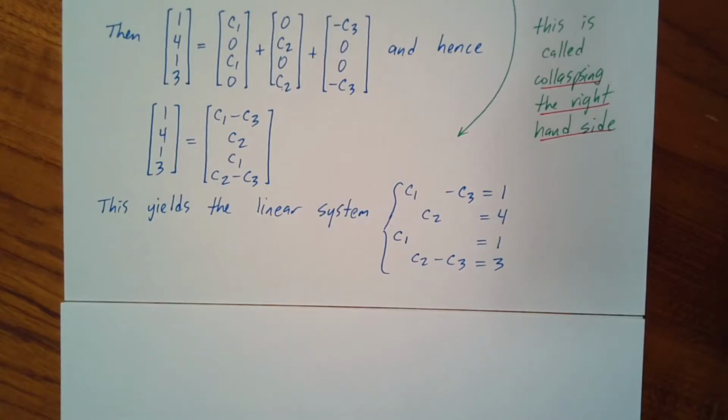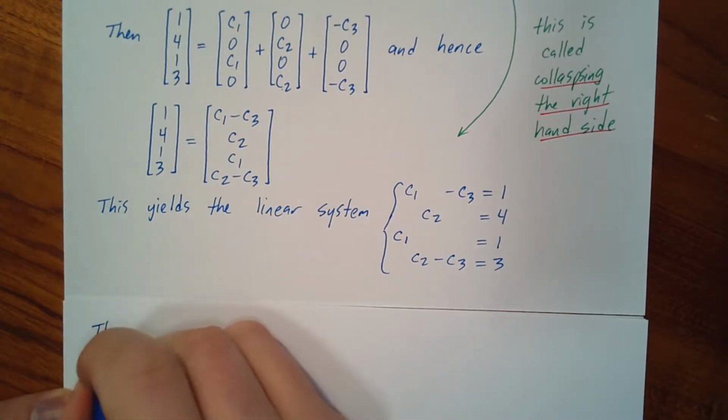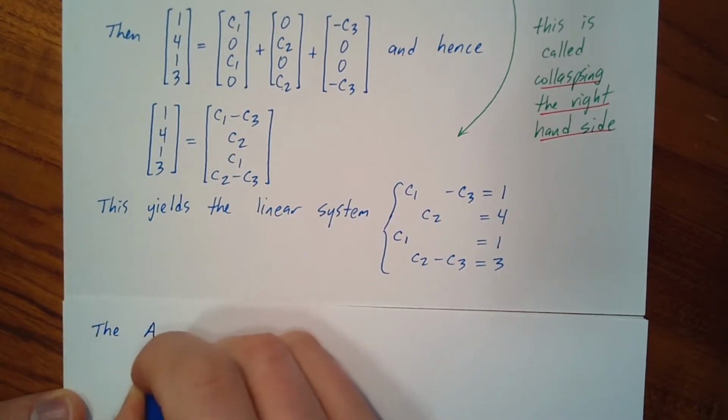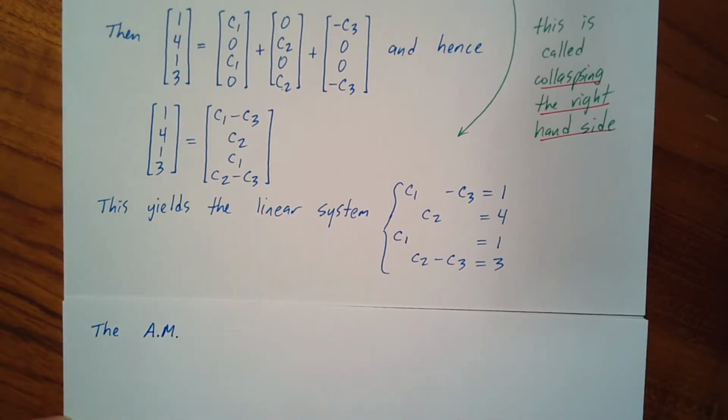Okay, so if we're going to solve a linear system like this, let's start by writing out its augmented matrix. So the augmented matrix of this linear system, I'll just write AM, short for augmented matrix, is, well, what are we going to have?